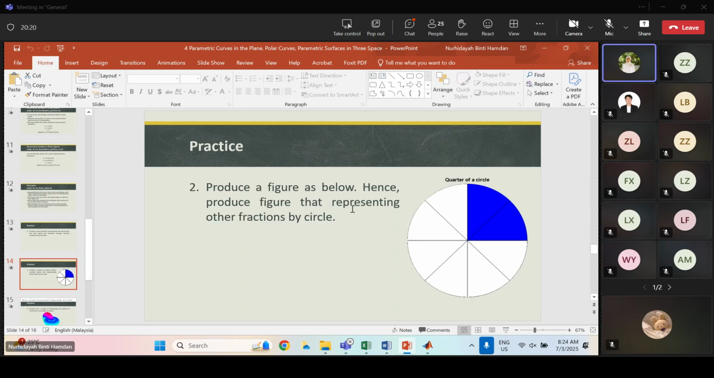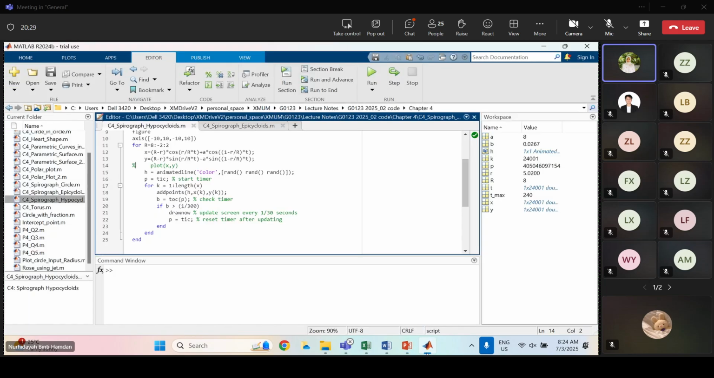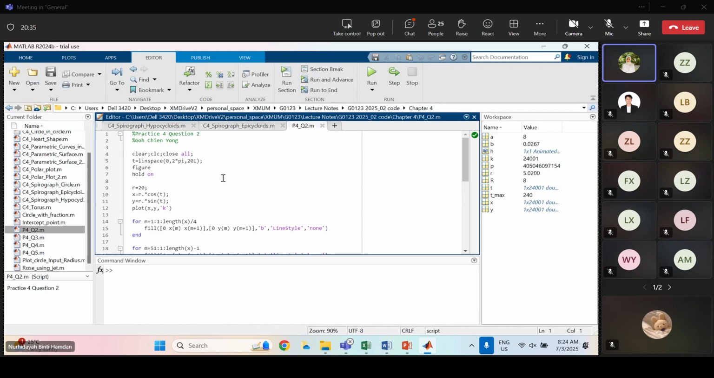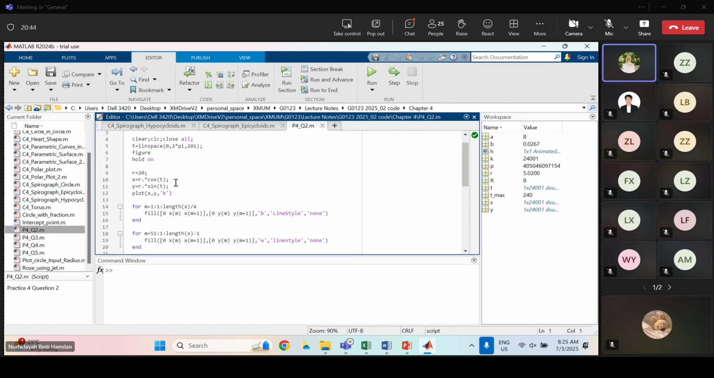That represents a fraction by a circle. I think you have done it. So I'm just going to show you again what the code is. Here we create from 0 to 2 pi with 201 values. Then we put radius 20. x is r times cosine t, y is r times sine t, and then we plot x, y, and k.